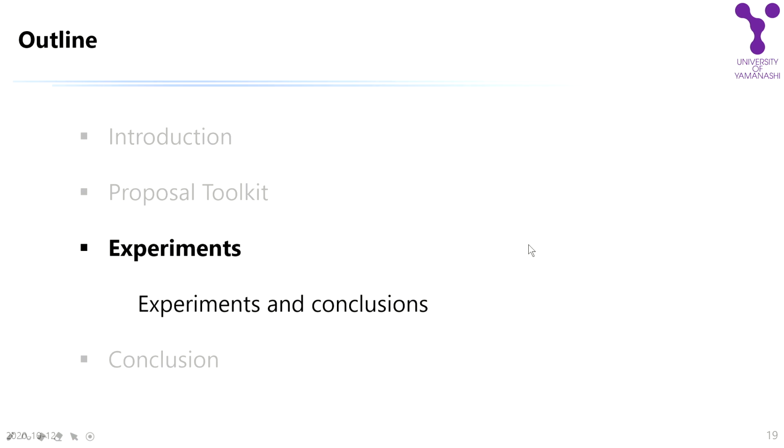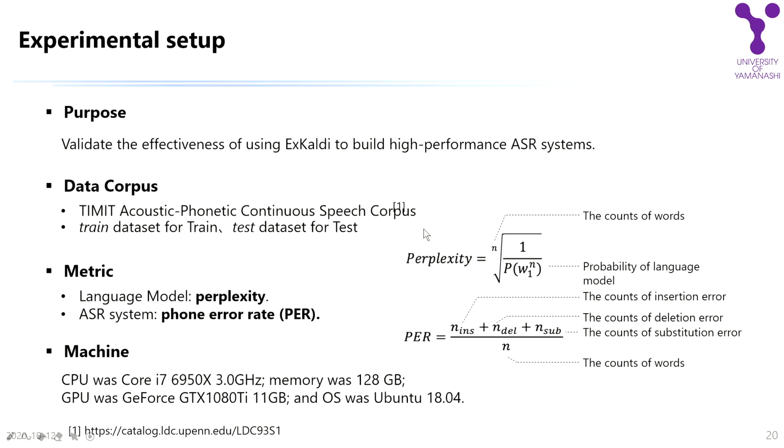We did some experiments to verify whether our toolkit can build a complete and good performance ASR system. In the next section, I will show you the results. We trained various models from scratch and evaluated their performance. We used the TIMIT data corpus, with the train dataset for training and the test dataset for evaluation. The metric of the language model is perplexity, and the metric of ASR systems is phone error rate. The smaller both metrics are, the better.